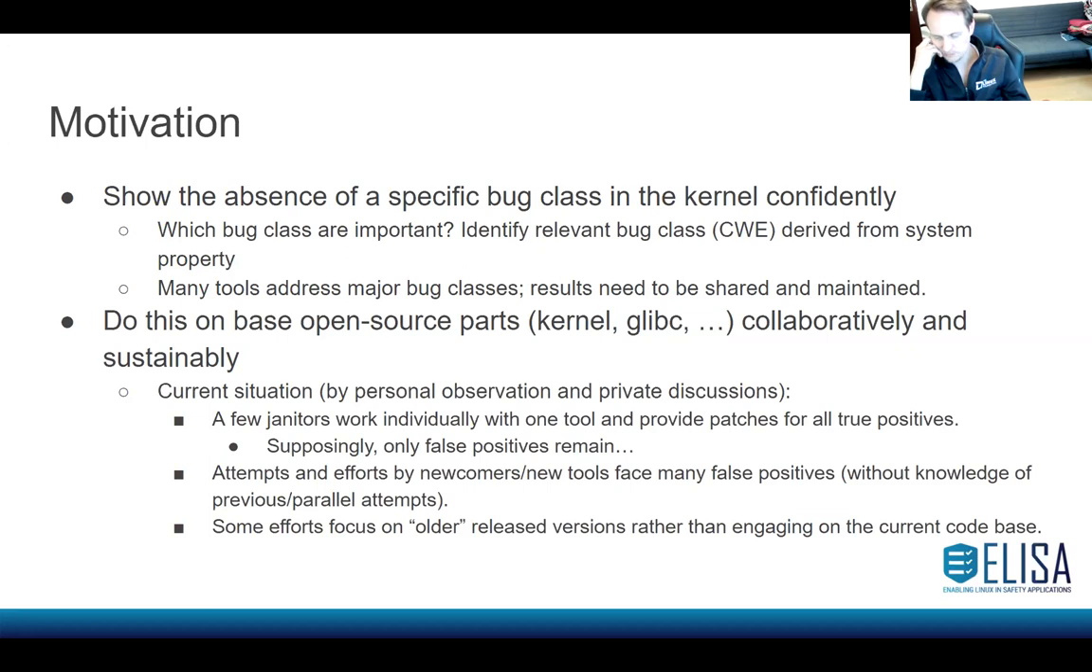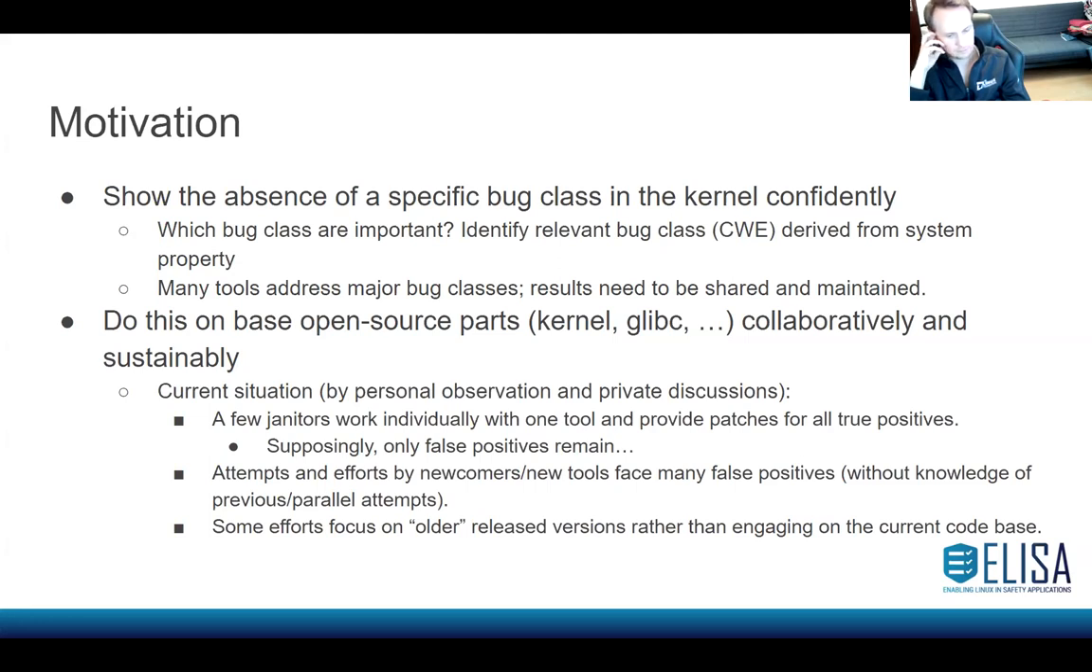But what we intend to do is look at the system and identify the relevant bug classes, and a good list of bug classes to consider is the Common Weakness Enumeration. I guess Shua will talk about that in more detail. Once you know those, you can think about which tools address each bug class. One of the investigations that we started was running those tools to identify the bug classes and find out how to do that with reasonable effort and collaboratively, right? So if we look at the kernel and the glibc, how can we do such efforts collaboratively and sustainably? I'll just say two things that I've observed.